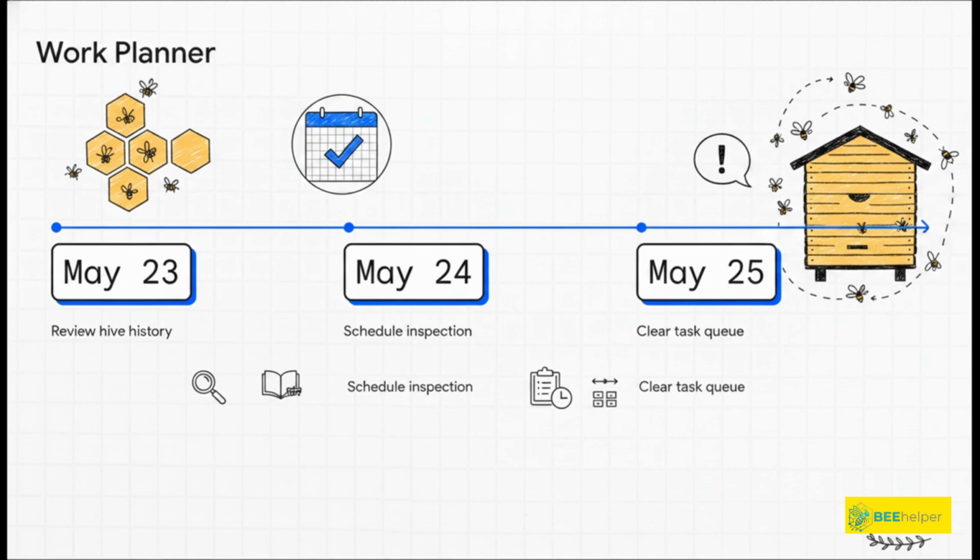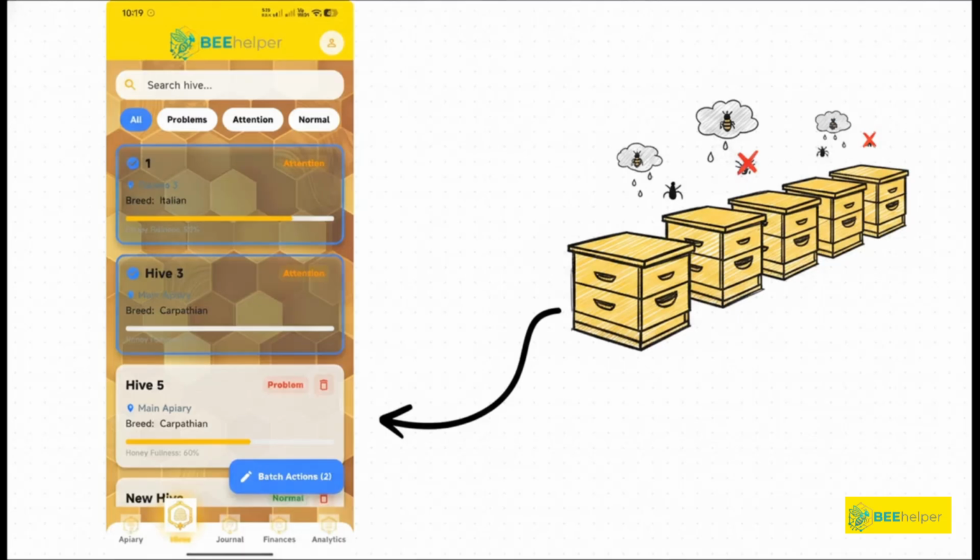Notice signs of swarming? You can seamlessly schedule an inspection or plan to make a split on a specific date right on the interactive calendar. The app keeps a perfect chronological timeline of all your tasks, making sure you stay one step ahead of the season.